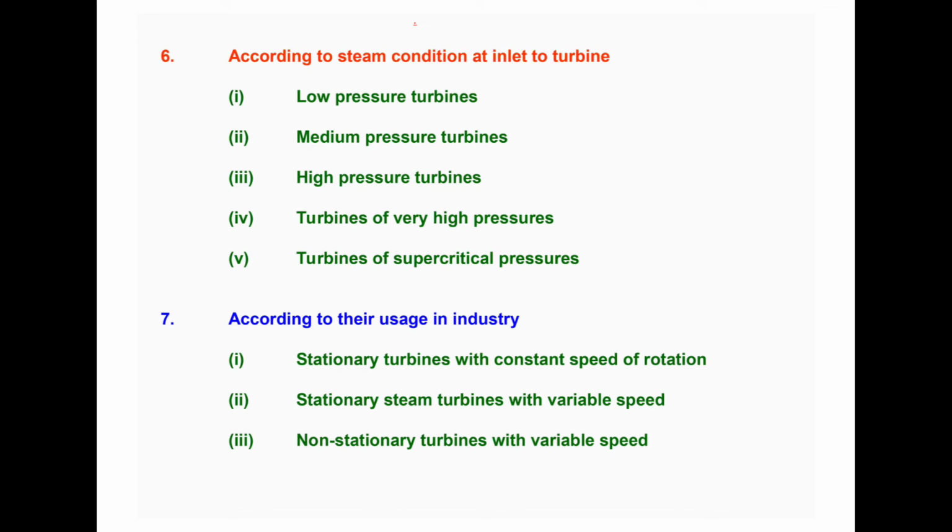Through this category, stationary steam turbine with variable speed, and non-stationary turbine with variable speed, which means that the turbine is able to move from here and there at different speeds. So according to the industrial purpose, we can use different kinds of turbines.